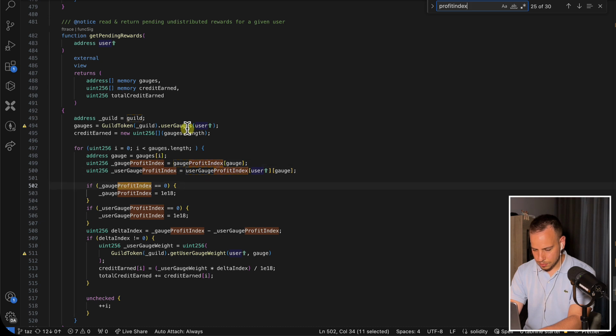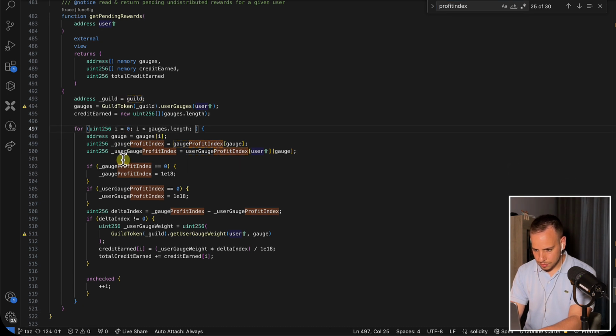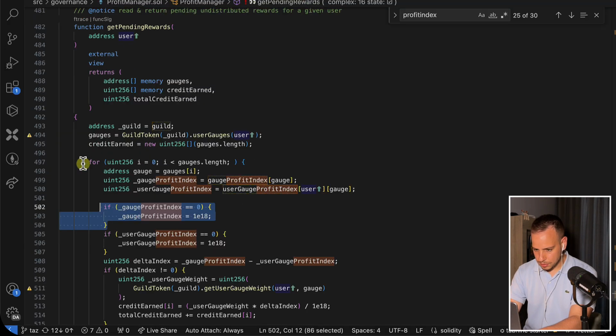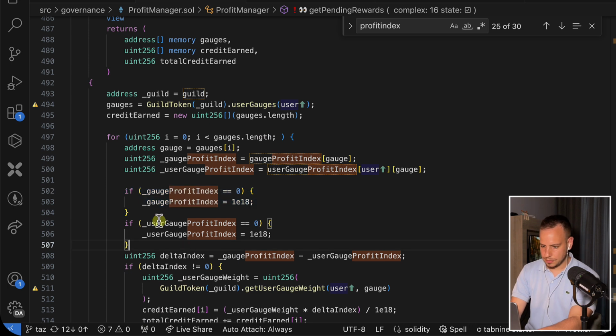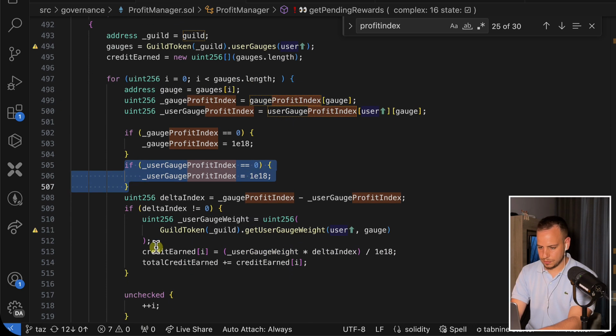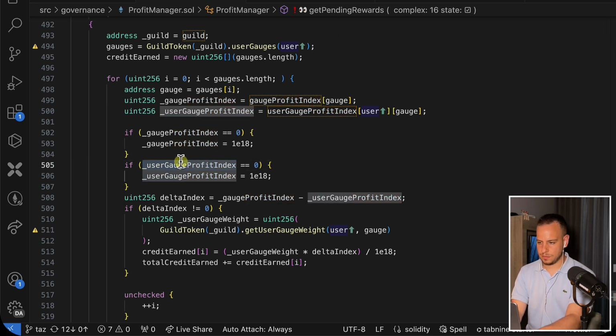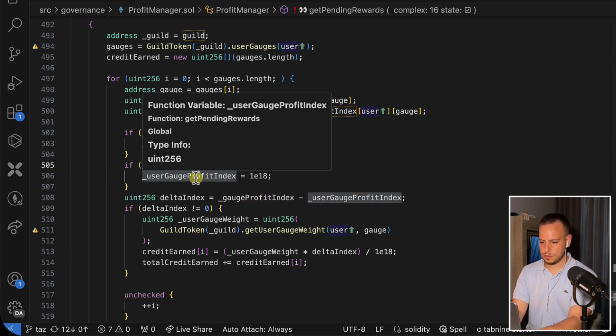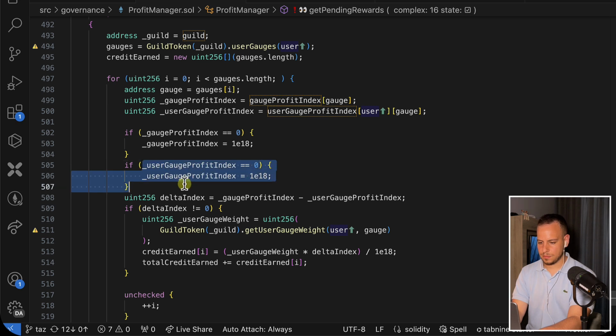So you can see that the user profit index is initialized to 1E18 if it's not already initialized. But if you think about it, that means that if it's the first time the user is claiming rewards, you compute the delta index and you get back all of the rewards minus the first 1E18.